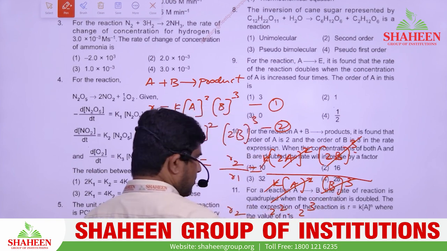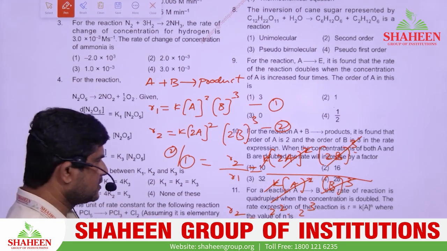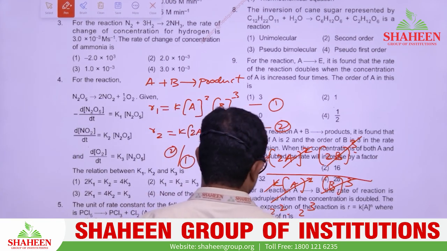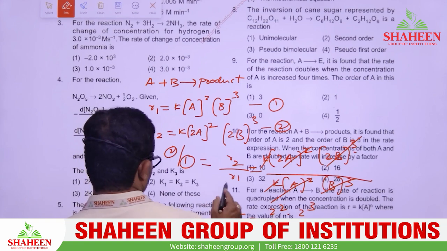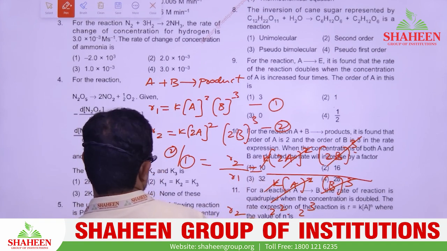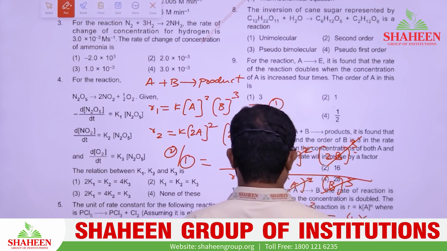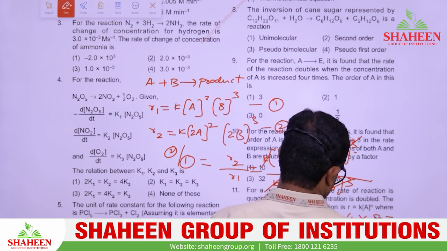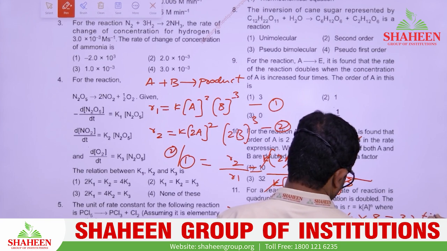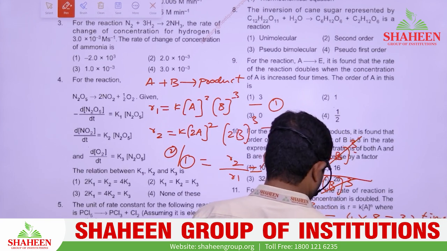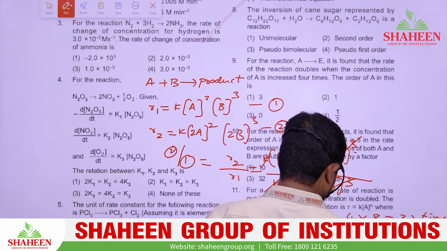So 2 square means 4, and 2 power 3 means 8. So it becomes 4 into 8, which is 32 times. So R2 is equal to 32 times R1.